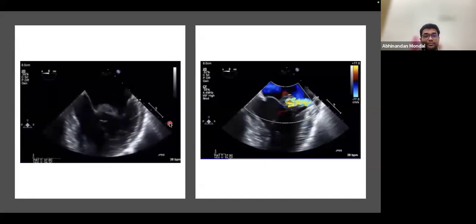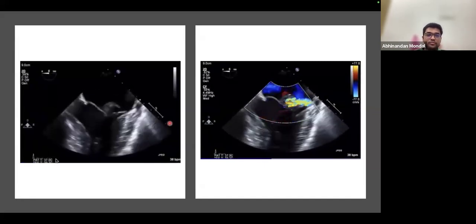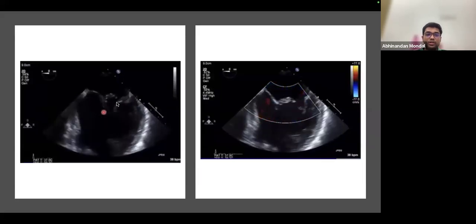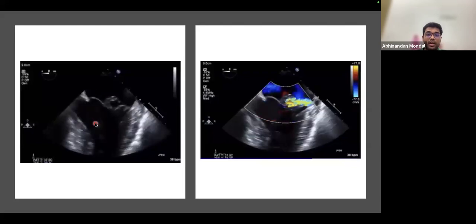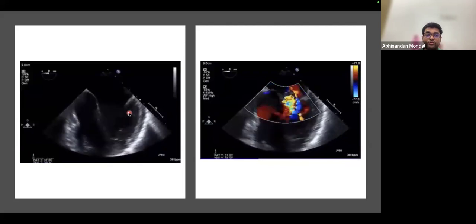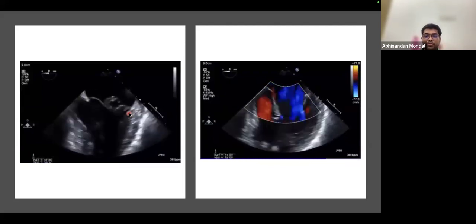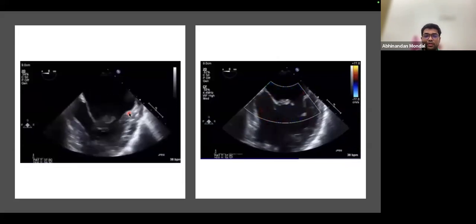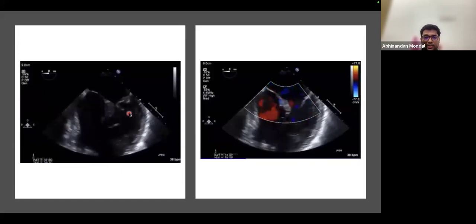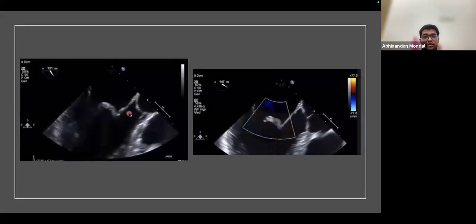Now this is another 4-chamber view. You can also see the myxomatous degeneration of your anterior mitral leaflet and also its flail over your posterior mitral leaflet. So it's a Carpentier type 2 lesion. Flow is directed away from your affected leaflet. This is your commissural view.